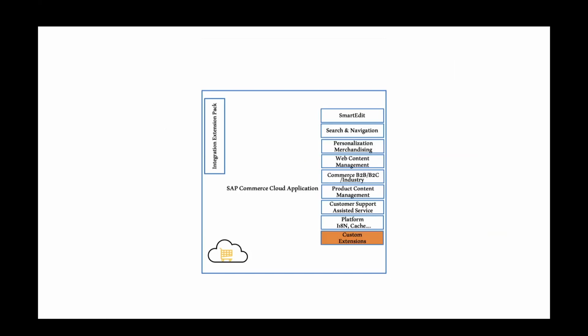Just to tell you at a high level what the main modules are: Smart Edit, and search and navigation. As I already told, search and navigation is basically for searching different products on your website. Then we have the personalization and merchandising module. These modules are used to get a personalized view for a particular user who will be using your website. The end result will be like, for example, if I have two users A and B and both have a different shopping history.